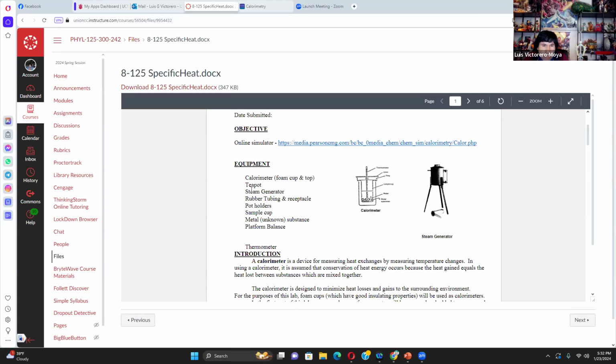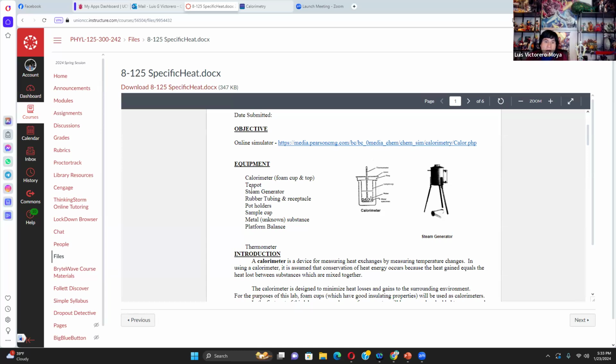Now, the results will be very ideal because in a lab, you will be using a calorimeter, a steam generator, you will be using a thermometer, and the way we will do the experiment will give you some sources of uncertainty and errors. In this simulation, you are going to basically avoid all that, which is okay because the idea is that you do your calculations and put into practice the concepts of specific heat capacity, calorimetry, heat, change of temperature, right?